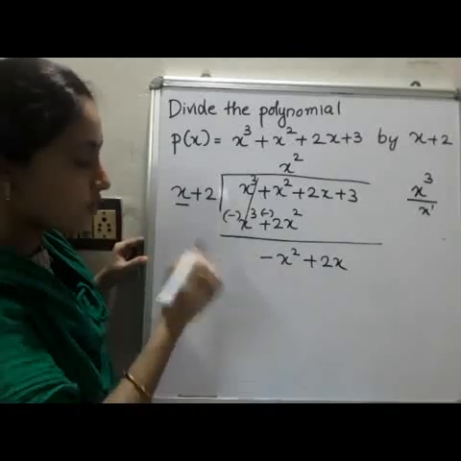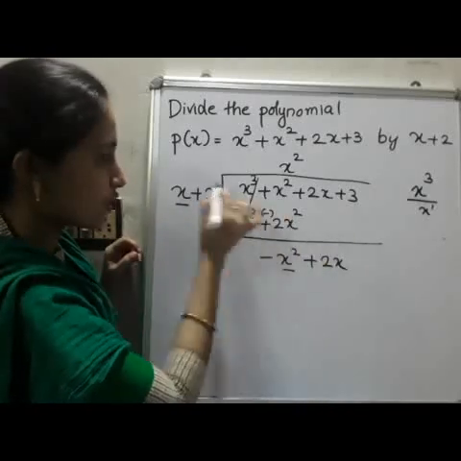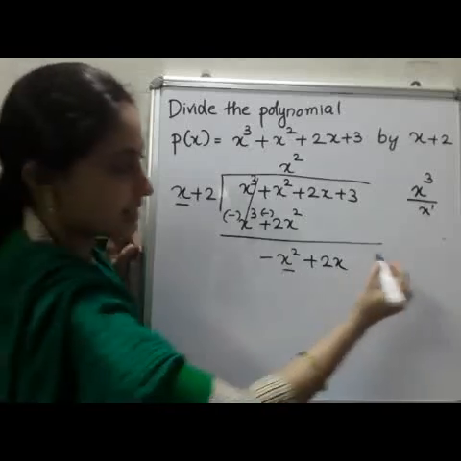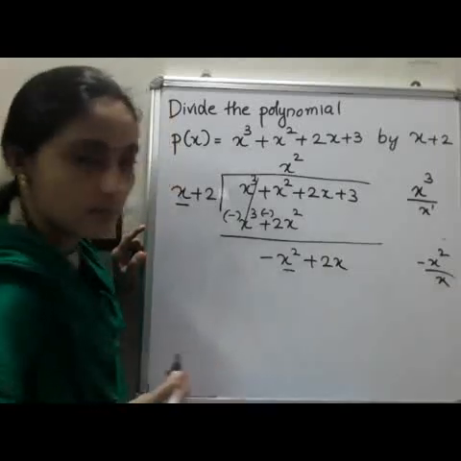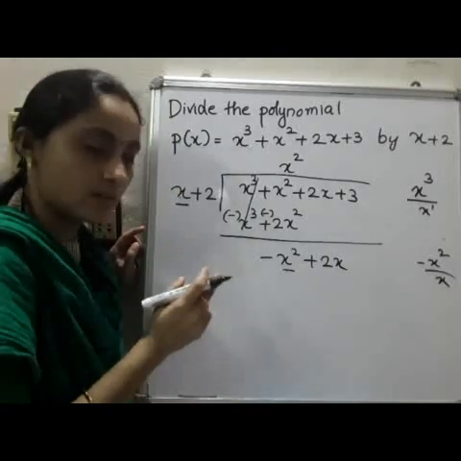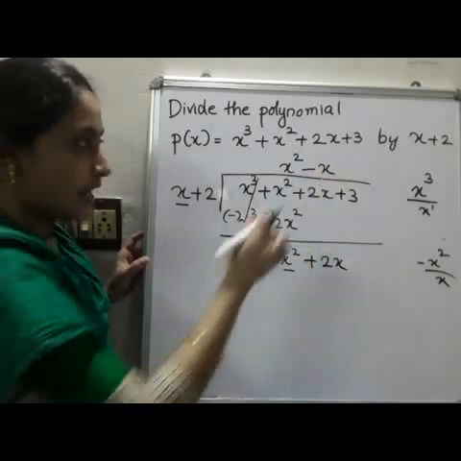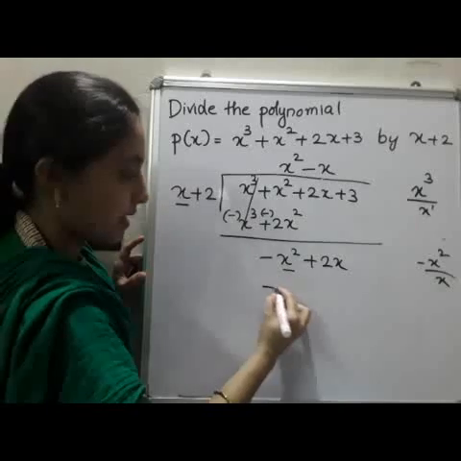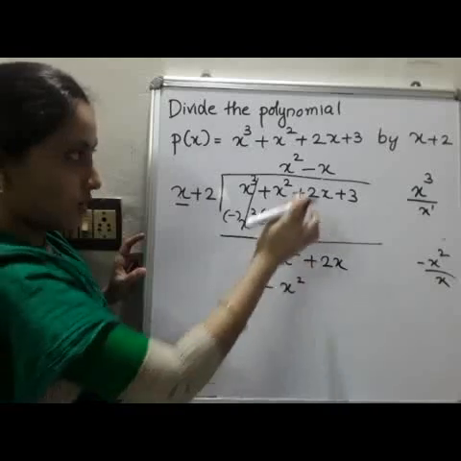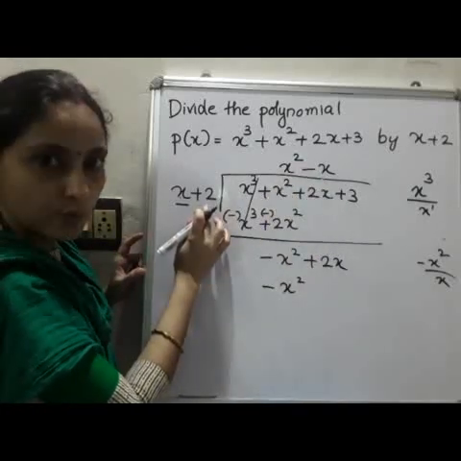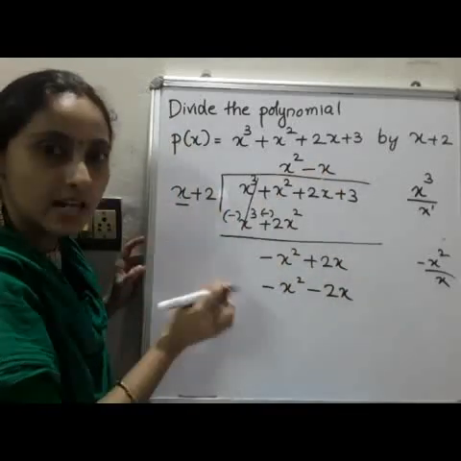Then next you have to divide minus x square by x. First you did x cube by x. Next, this term is minus x square. So minus x square by x, that is x raised to 2 minus 1, that is x itself. Minus is there, so you put minus x. Then minus x into x is minus x square. Minus x into 2 is minus 2x.